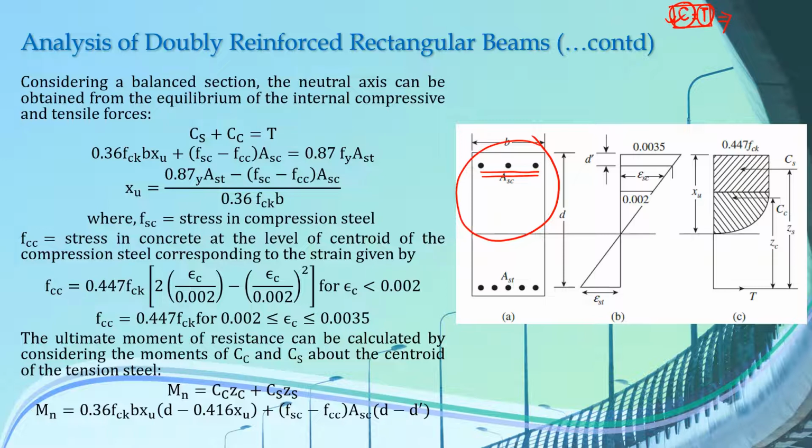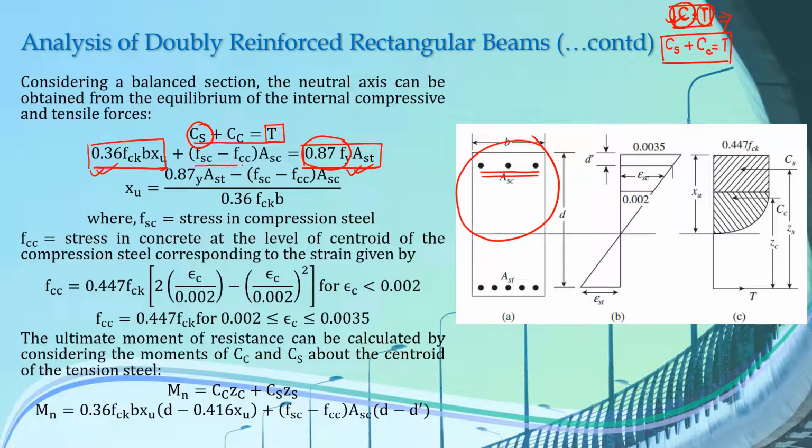So now we will divide this C into two parts. One is Cs, the contribution of the compressive force due to the compression steel reinforcement, plus Cc, the contribution due to our concrete, equals T. Now let's see here. We have the equation of equilibrium written as Cs plus Cc equals T. We know that Cc is given by the formula 0.36 fck b xu. We have already discussed the derivation of this part, and the value of T is 0.87 fy Ast. We will discuss this 0.87 fy later on. So we have already derived these two parts.